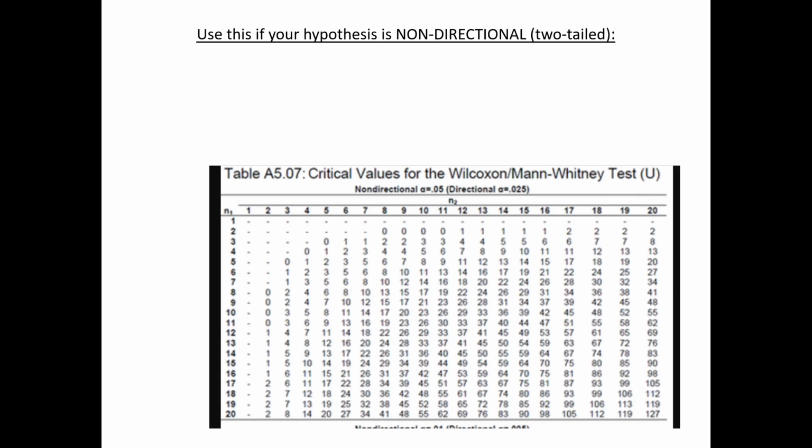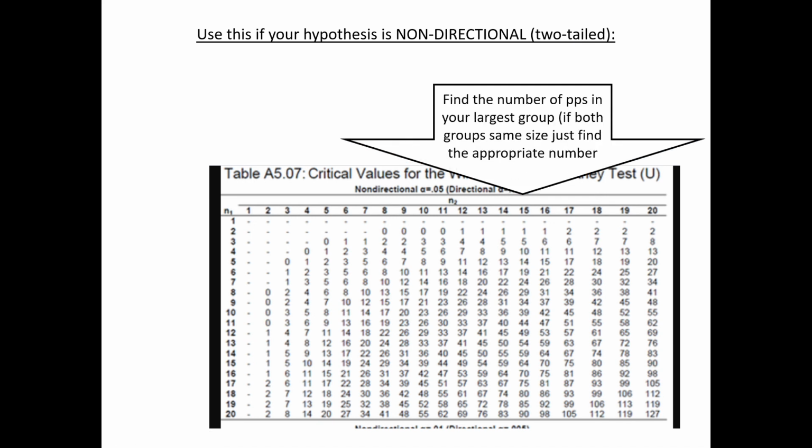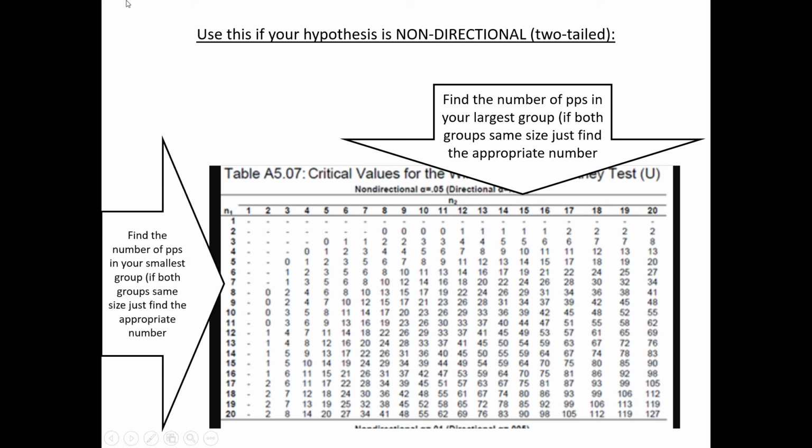you do this if your hypothesis is non-directional, two-tailed. So it's a slightly different table. Again, you do exactly the same thing. You go along and you find the number of participants in your largest group, or if they're the same size, it doesn't matter. And again, you find your number of participants in your smallest group. You do exactly the same thing, but this is for a non-directional hypothesis. Don't use the wrong table because you will get the wrong result.